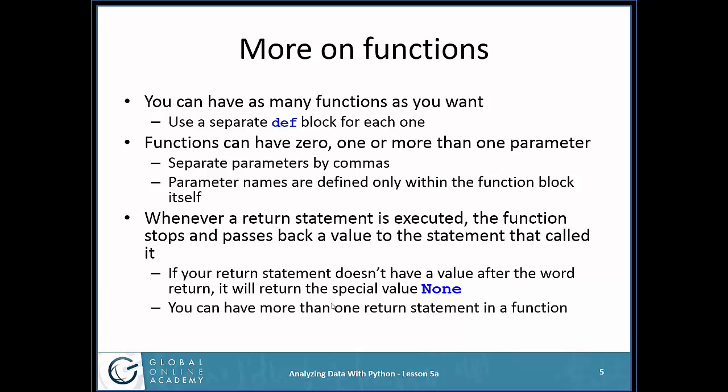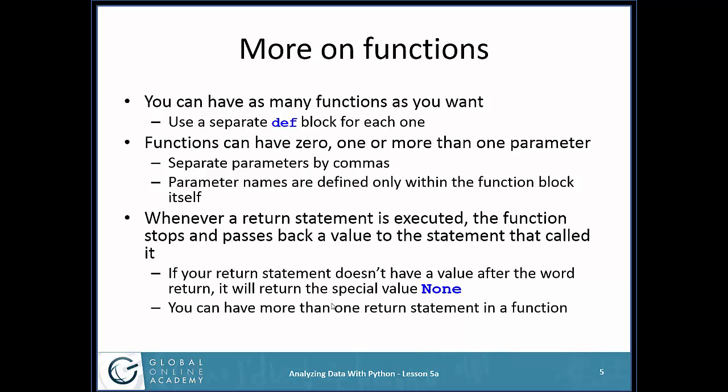You can have as many functions as you want defined in Python. There's no limit. Define one function, define two functions, define 5 functions. Use a separate def or define block for each one. Functions can have 0 parameters, in which case when you define them in the def block, you just put parentheses with nothing in between.